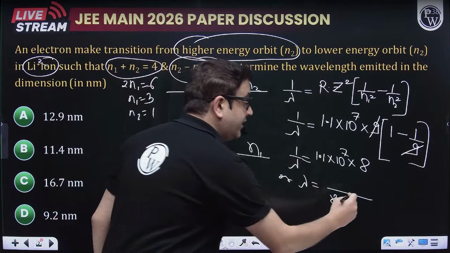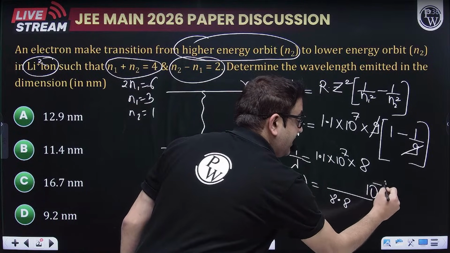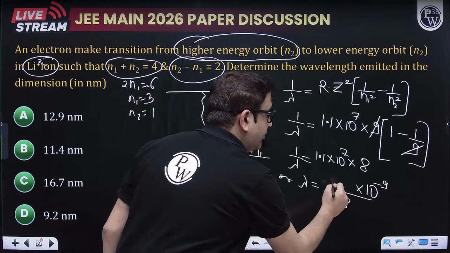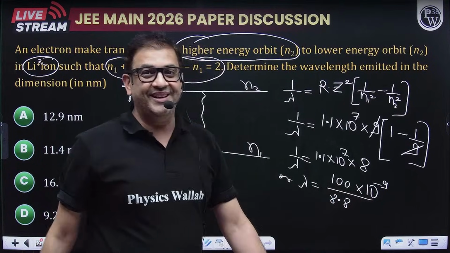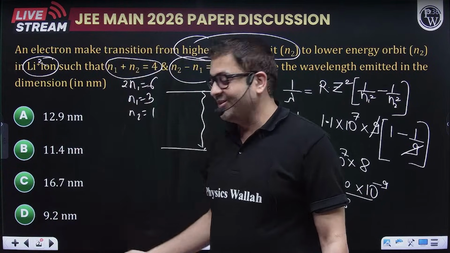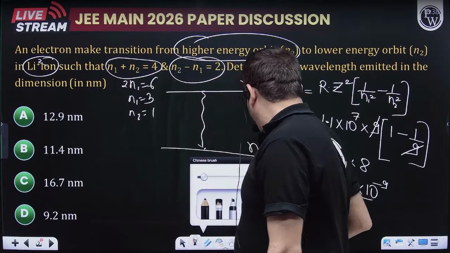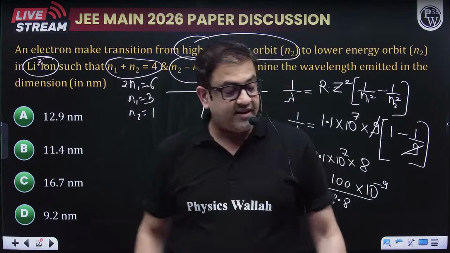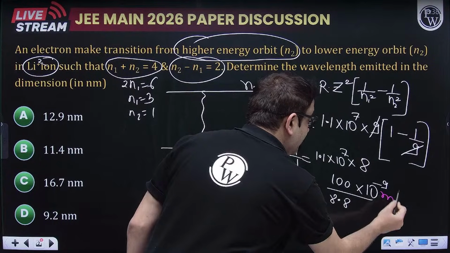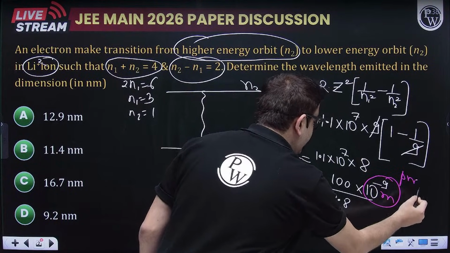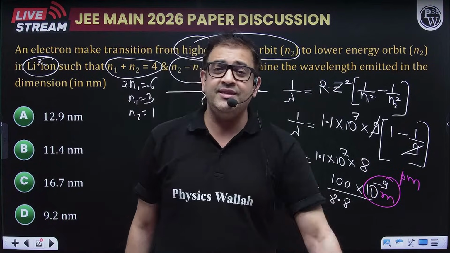Take it to the numerator. It will be 10 raised to the power minus 7. Make it 10 raised to the power minus 9. Why are you doing it, sir? Because it is in nanometer. 1 nanometer is equal to 10 raised to the power minus 9 meters. So we will take out that 10 raised to the power minus 9 meter, because otherwise this will make us in picometer. So now calculation is also easy.